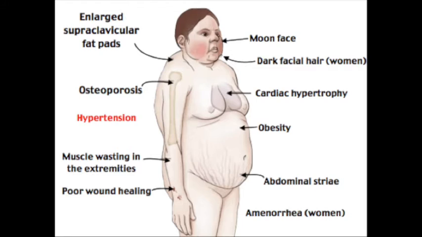The second disorder is Cushing syndrome, which occurs when your body is exposed to a high level of the hormone cortisol for a long time. The signs and symptoms can vary depending on the level of excess cortisol.